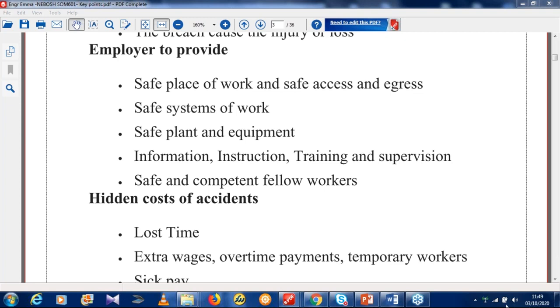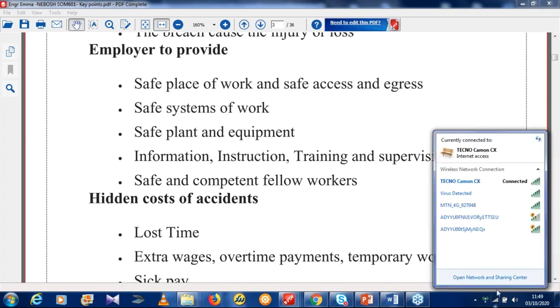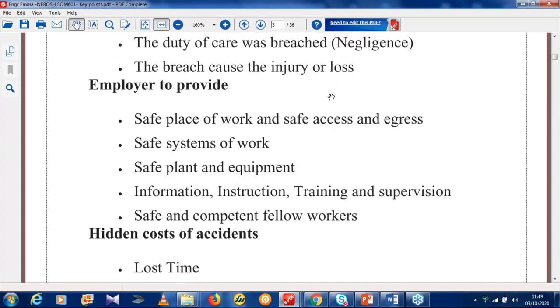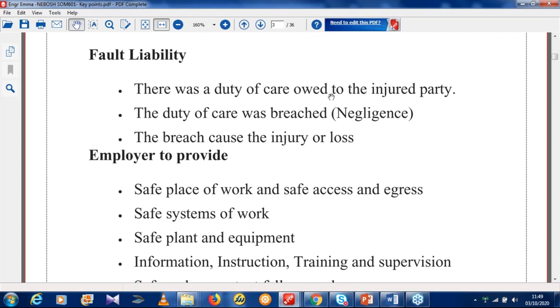Okay, are we together? I hope you can hear me. Okay, I believe you can hear me clearly. So I can see here my audio is back. So as I was saying, I said the employer is to provide what now?